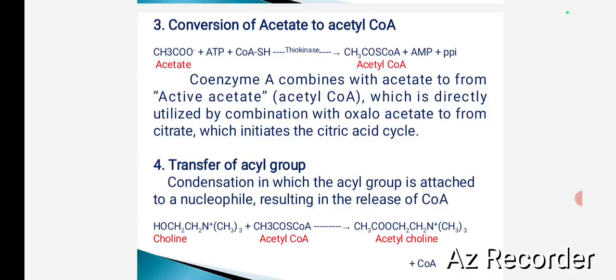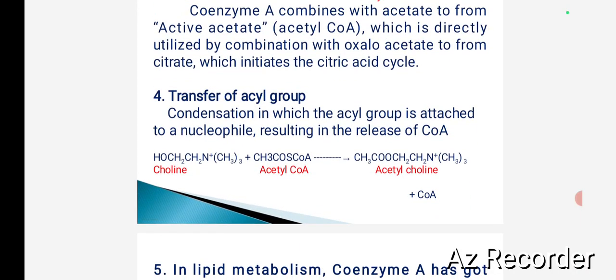Fourth example, transfer of acyl group. Condensation in which the acyl group is attached to a nucleophile, resulting in release of coenzyme A. Choline reacts with the acetyl group, which gives acetylcholine and also CoA.